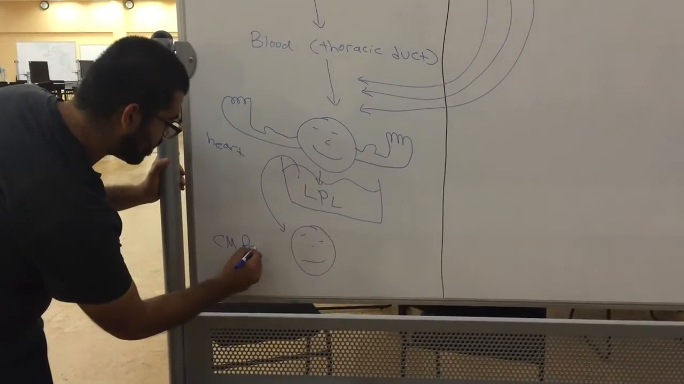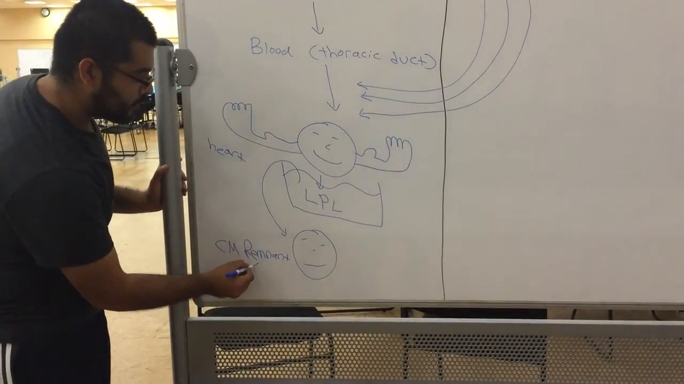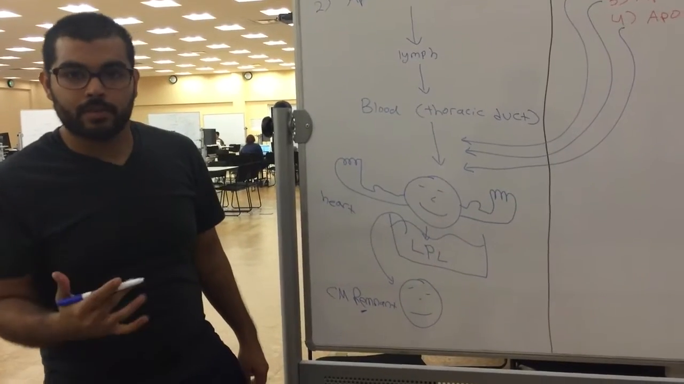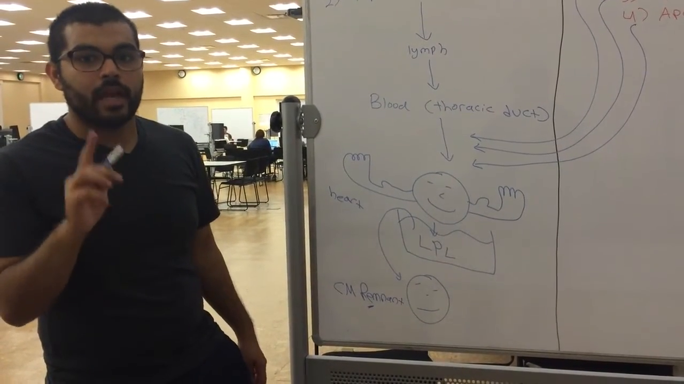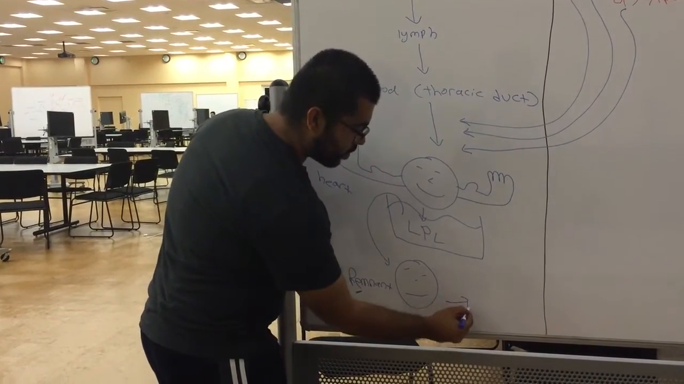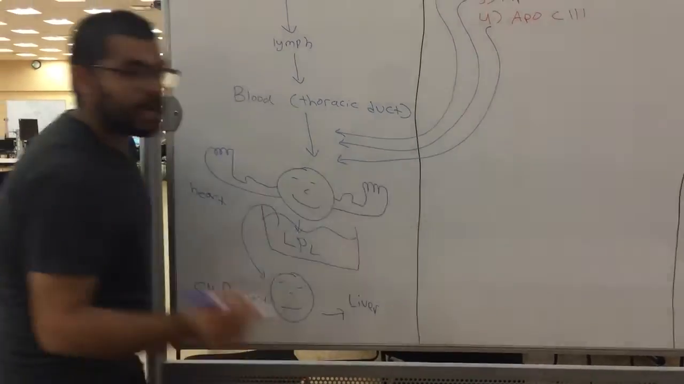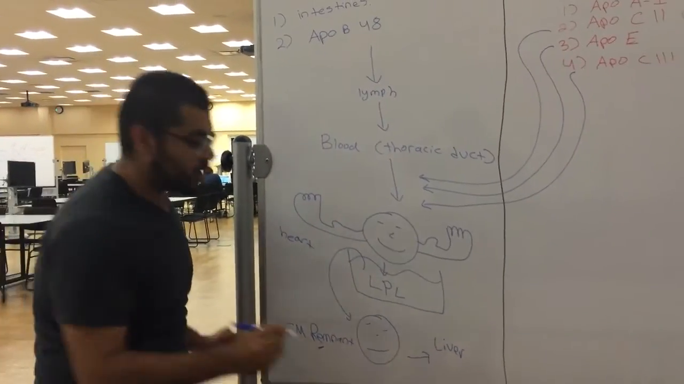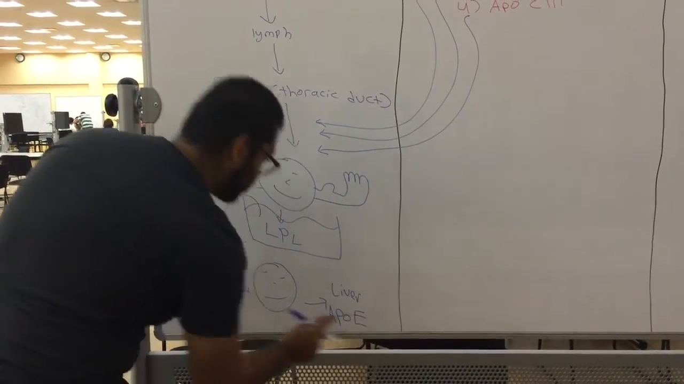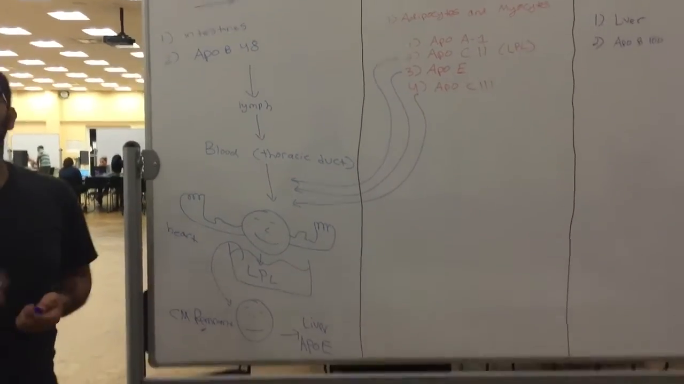So this guy is going to be your CM remnant. The main thing is your E. All remnants are taken up by the remnant receptors, and remnant receptors recognize ApoE. So this guy will be taken up by the liver, and it recognizes ApoE. Perfect. So we are done at this point. Now let's move on to our VLDL.